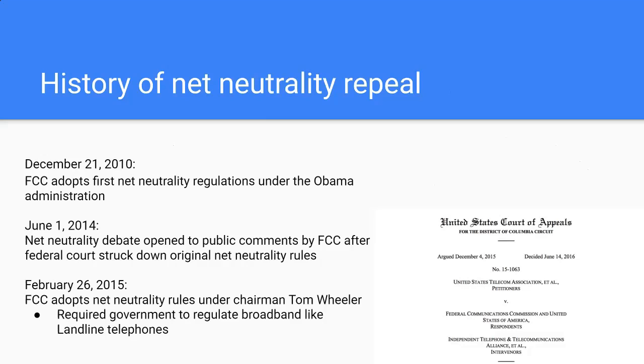This was later struck down by federal court on June 14, 2014, and the FCC was given the mission to develop some new regulations for internet providers, but also they had to open the issue to the public for 4 months. After almost a year of negotiation, FCC's chairman Tom Wheeler classified broadband internet as a public utility. This required the government to apply the same regulations to the internet as they do landline telephones.